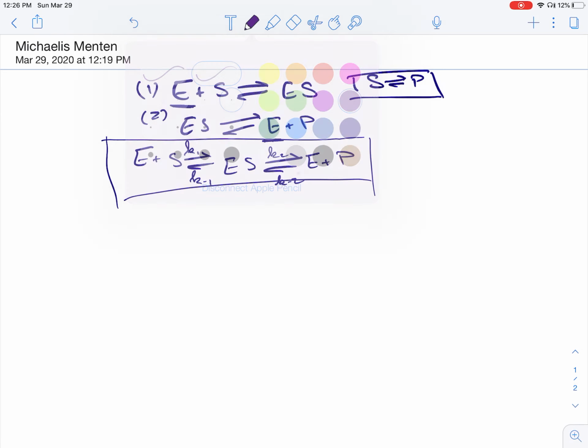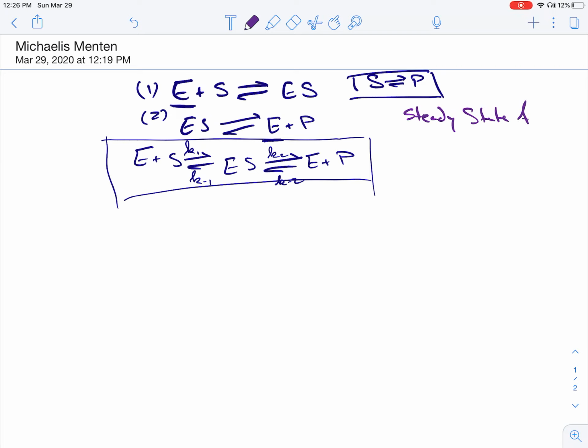Now, in order for us to really derive this equation, we need to make a couple of assumptions, some of which we already talked about. So the first is that we make what's called the steady state assumption, which, as we said last lecture, is simply that the ES formation is equal to the breakdown of the enzyme substrate complex.